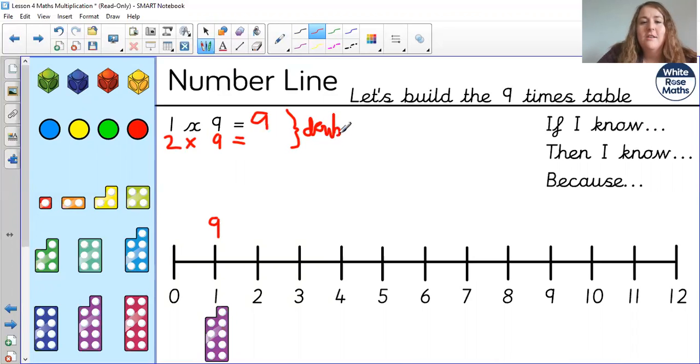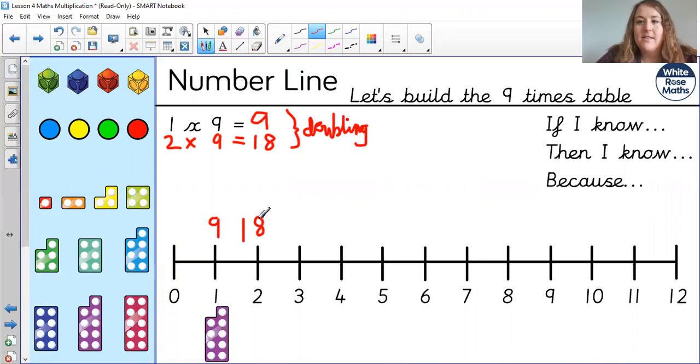And again, it's just tricky to write on here, but hopefully yours will be a lot neater when you're writing with your pencils in your books. So I can use my if I know 1 times 9, then I know 2 times 9 because I double my answers. So double 9 is 18. So I can pop my 18 on here.